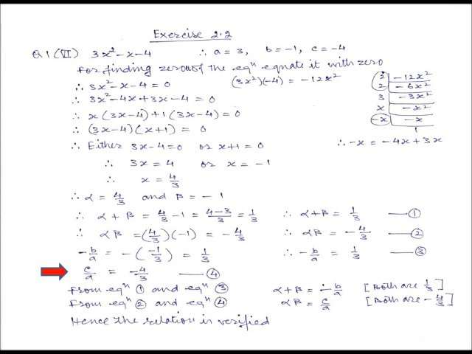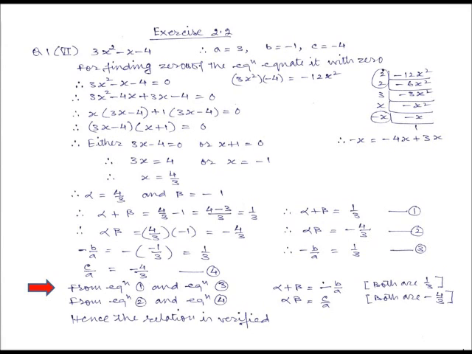On comparing equation number 1 and equation number 3, we find that the right hand side of both the equations is equal to 1 upon 3. Therefore, alpha plus beta is equal to minus b upon a. And from equation 2 and equation 4, we find that the right hand side of both the equations is equal to minus 4 upon 3. Therefore, alpha into beta is equal to c upon a. Hence, the relation is verified.